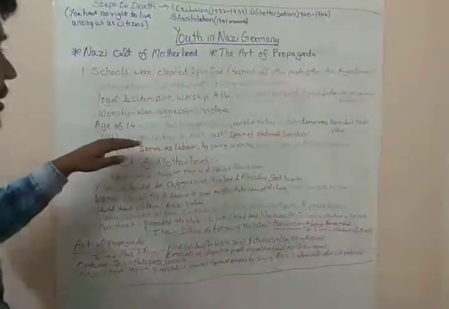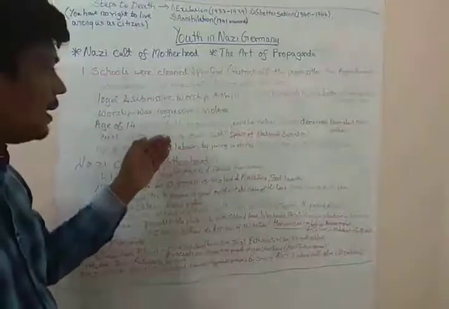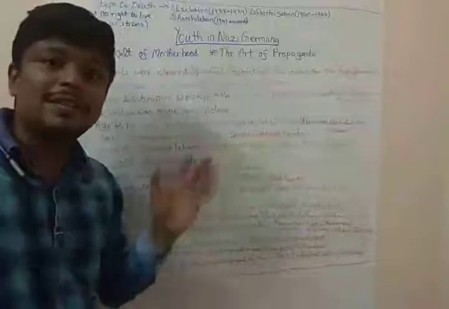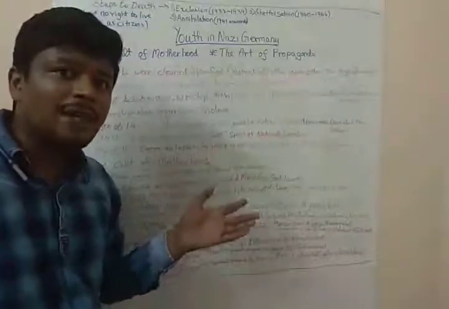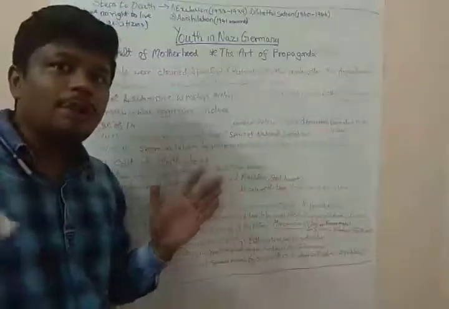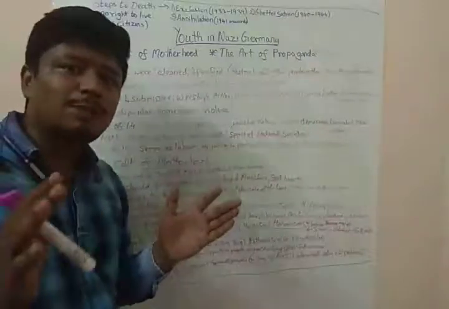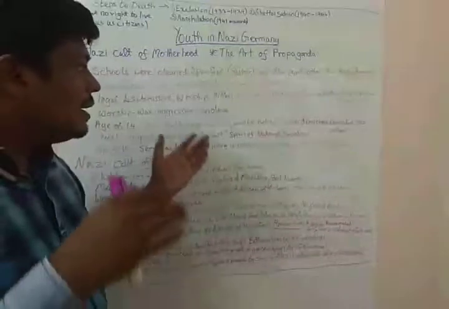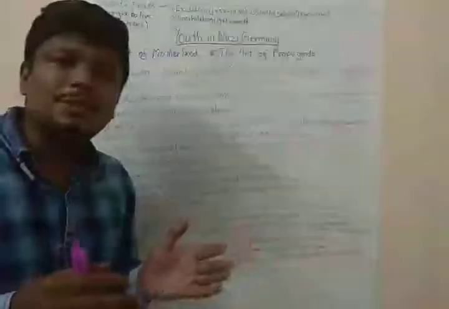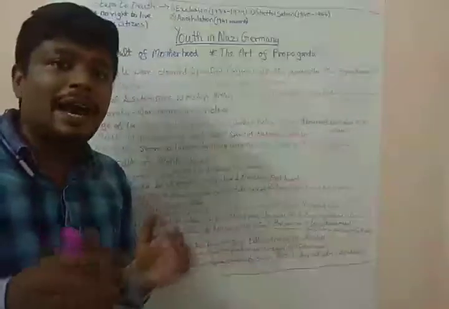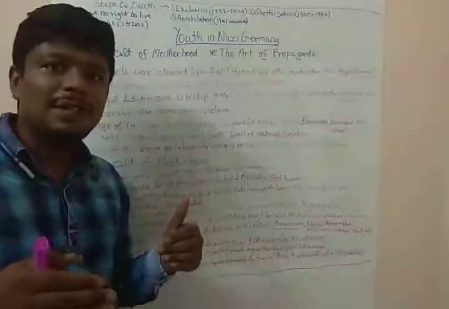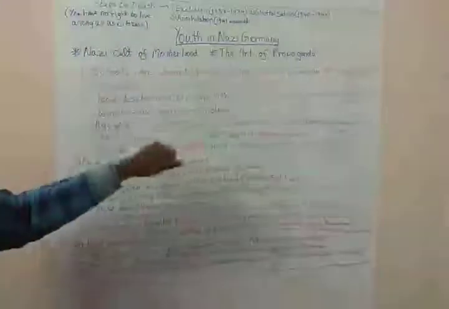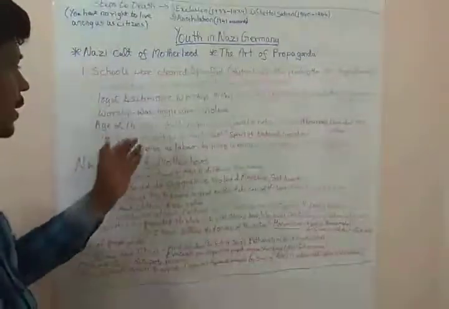In that youth organization, the youth were taught the spirit of National Socialism. I told you clearly how this Nazi party was formed. At first it was just a German Workers Party, and then it was what? National Socialist German Workers Party, right? And that was later named the Nazi party. So the spirit of National Socialism was taught to the youth by the youth organization.